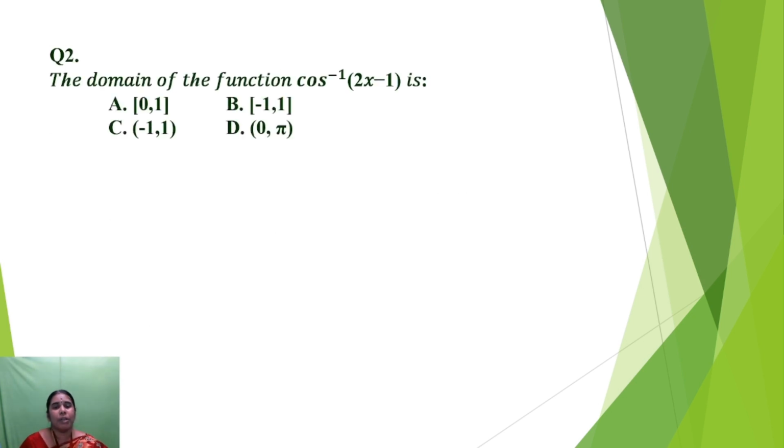Next, problem number 2. The domain of the function cos inverse of 2x minus 1 is dash.